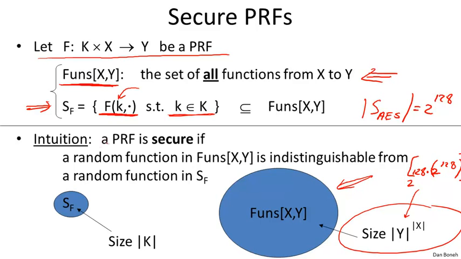And now we say that a PRF is secure basically if a random function from X to Y, so we pick some arbitrary function in this gigantic set of all functions from X to Y, is indistinguishable from a pseudo-random function from X to Y, namely when we pick a random function from the set S_F. More precisely, the uniform distribution on the set of pseudo-random functions is indistinguishable from the uniform distribution on the set of all functions.